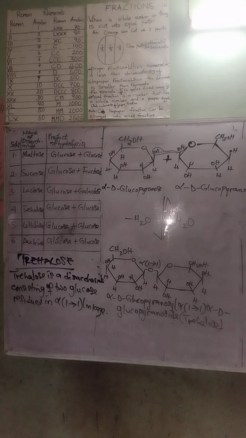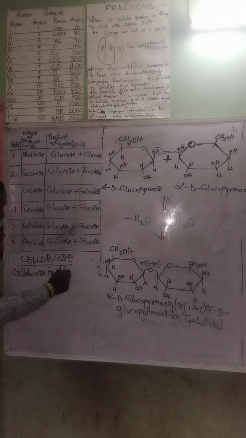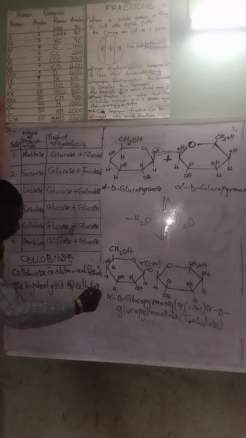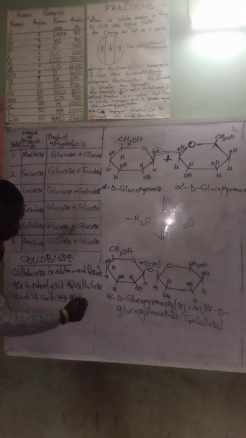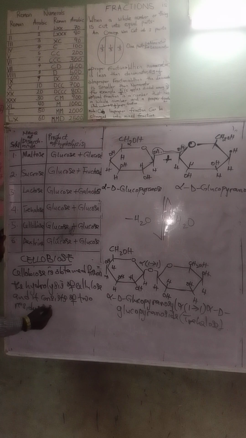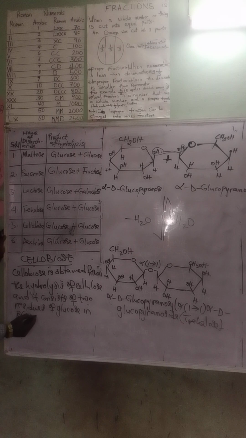Then let's look at cellobiose. Now, cellobiose is obtained from the hydrolysis of cellulose, and it consists of two residues of glucose, but now in beta 1 to 4 linkage.